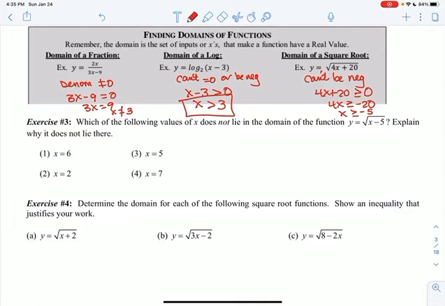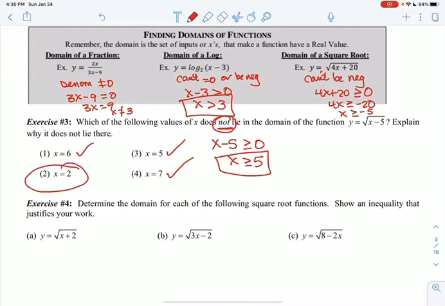All right, which of the following values of x does not lie in the domain of the function? So basically, when I have a square root, it can't be negative, so I'm going to take what's under the square root and set it greater than or equal to 0. So basically any value as long as it's greater than or equal to 5 is okay. I'm looking for something that does not work. All right, so 6 is greater than or equal to 5, 5 is okay, and 7 is. So here's my answer.